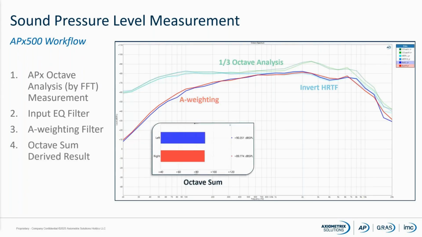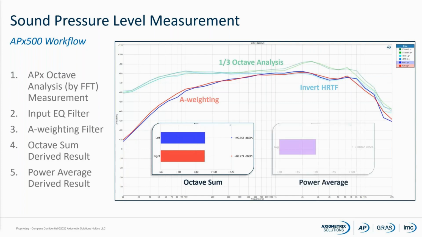For our first result, we have an octave sum. This computes the power sum, or RMS summation, of the measured octave bands for the individual left and right channels. And for our second result, we have a power average, which gives us the average of the combined left and right channels. This SPL measurement is repeated 5 times and runs for a length of 30 seconds for each measurement. The headphones are repositioned on the HATS between runs to accommodate for different fit variations.